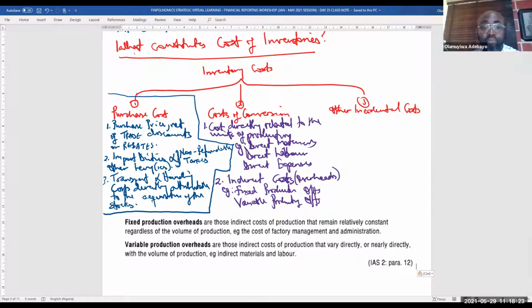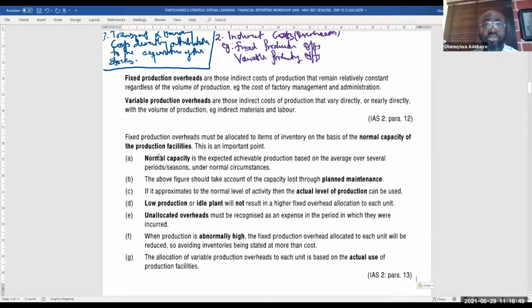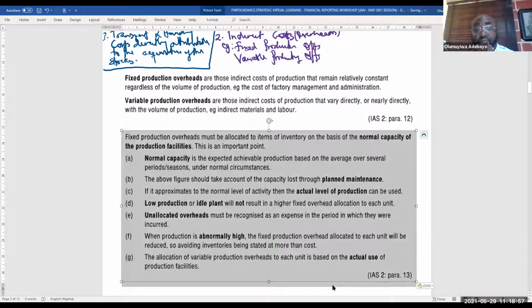But again, we need to also drill down and look at fixed production overheads to see whether in all cases all kinds of fixed production overhead are an integral part of what should be absorbed as part of cost of conversion. And on that premise, I'll take you further to look at this. I want somebody to read this for us. Anne, can you read this for us?